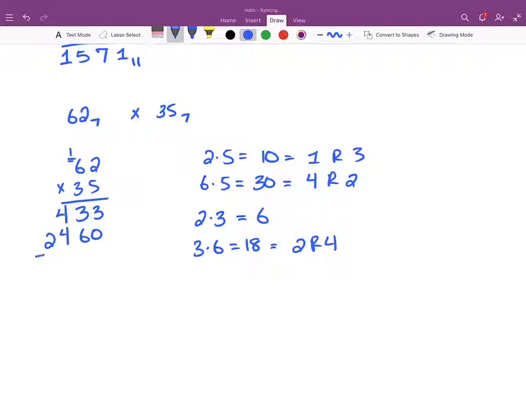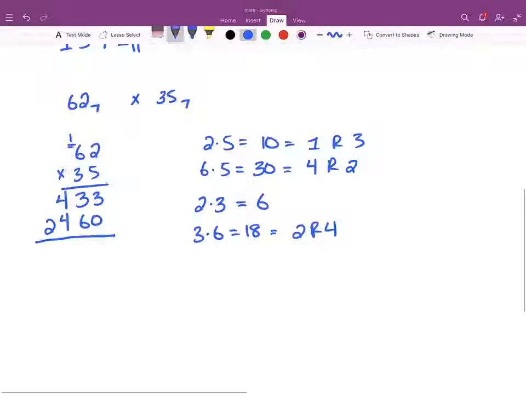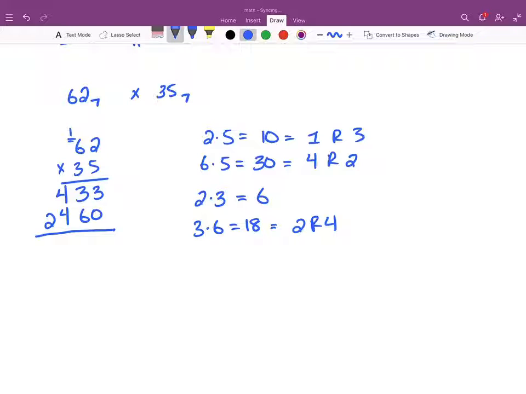Then we add them. But recall, we're adding in base 7. So we have to think about that when we get numbers above 7. So 3 plus 0 is 3. 3 plus 6, that's 9. So how many 7s can we take out? 1. So here's the 1 we took out. If you take out that 7, there's 2 left over. So that's 2. Then you have 1 plus 4 plus 4, which again is 9. So you take out one 7 and you're left over with 2.